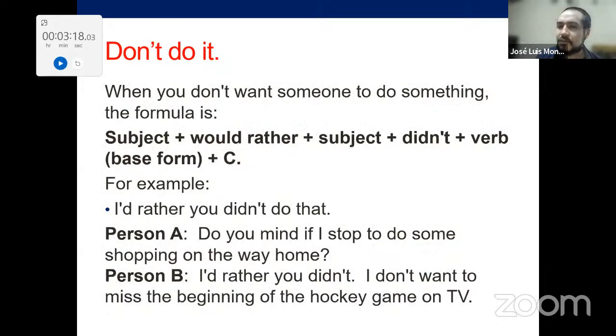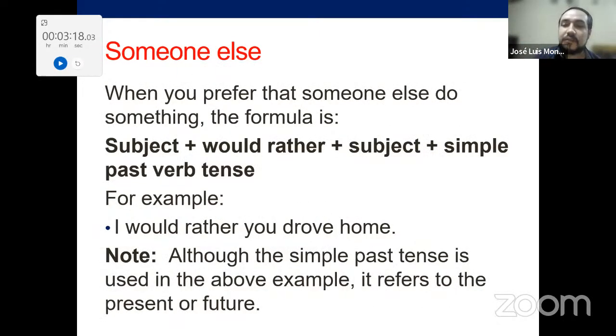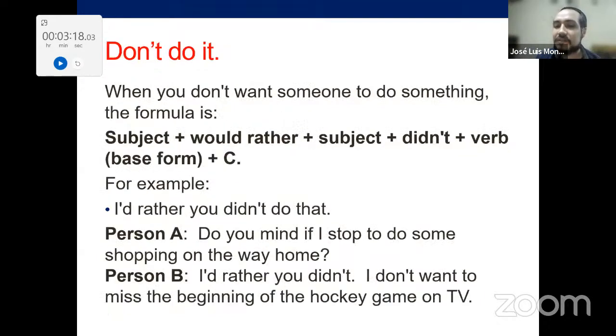And again, the negative formula is exactly the same as the affirmative one, but of course, if the subjunctive is simple past, the negative in the simple past is didn't. Okay, so she would rather he didn't. They would rather we didn't. I would rather you didn't. Plus the verb, of course, there in the base form. If it's negative, you know that after didn't, you always use the base verb.